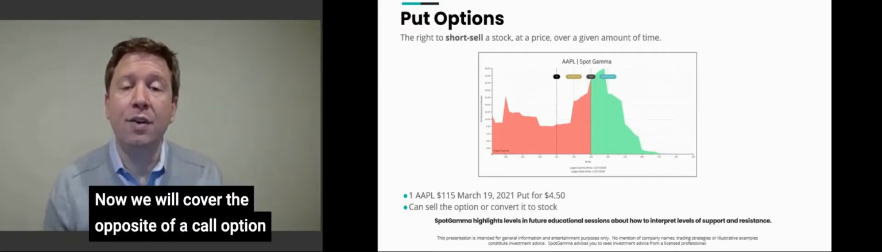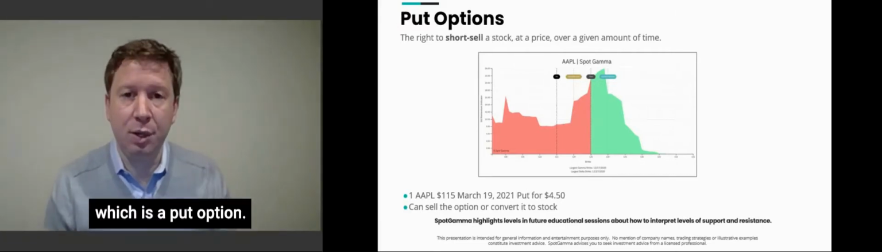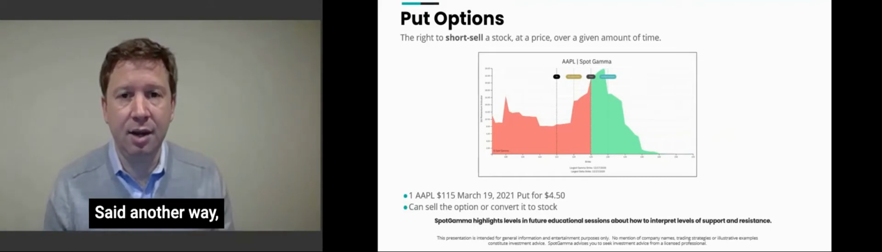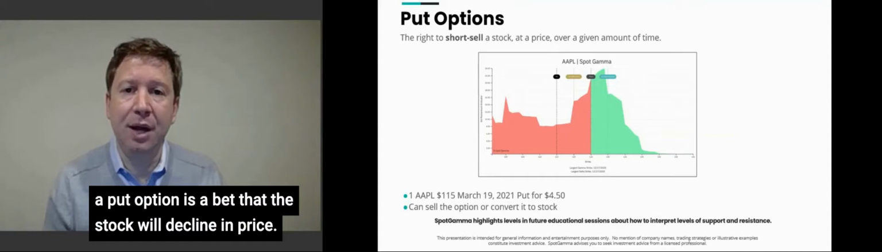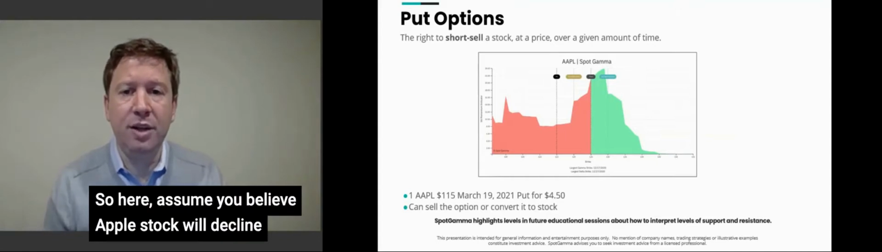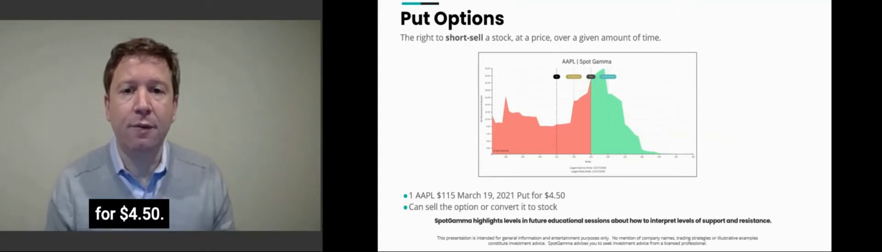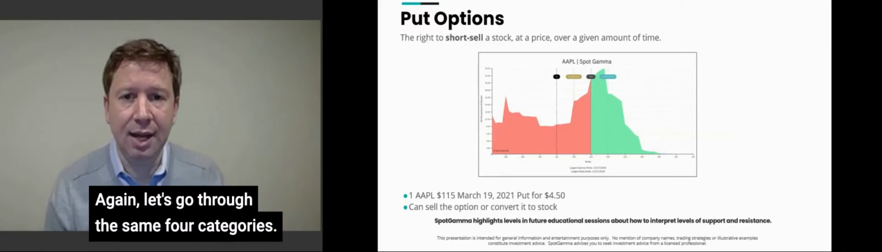Now, we will cover the opposite of a call option, which is a put option. A put option is the right to short sell a stock at a price up until a future date. Said another way, a put option is a bet that the stock will decline in price. So here, assume you believe Apple stock will decline and you buy one Apple $115 March 19, 2021 put for $4.50. Again, let's go through the same 4 categories.